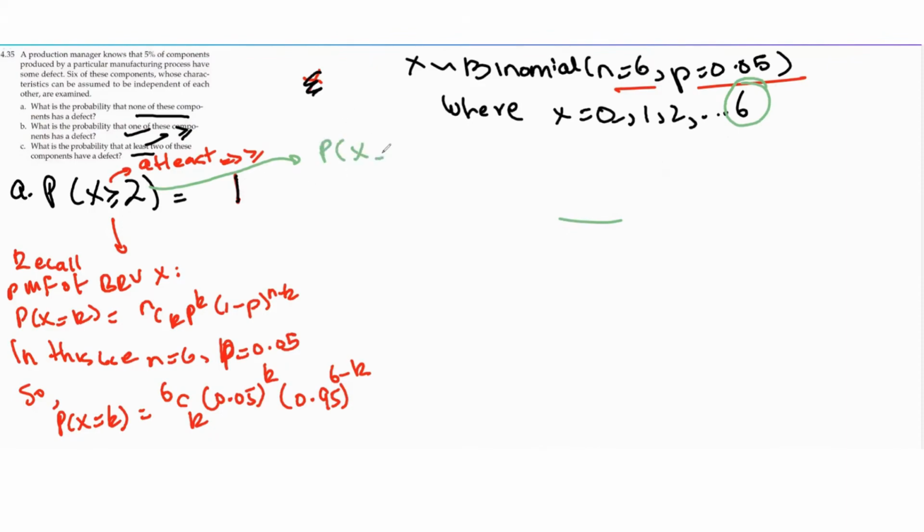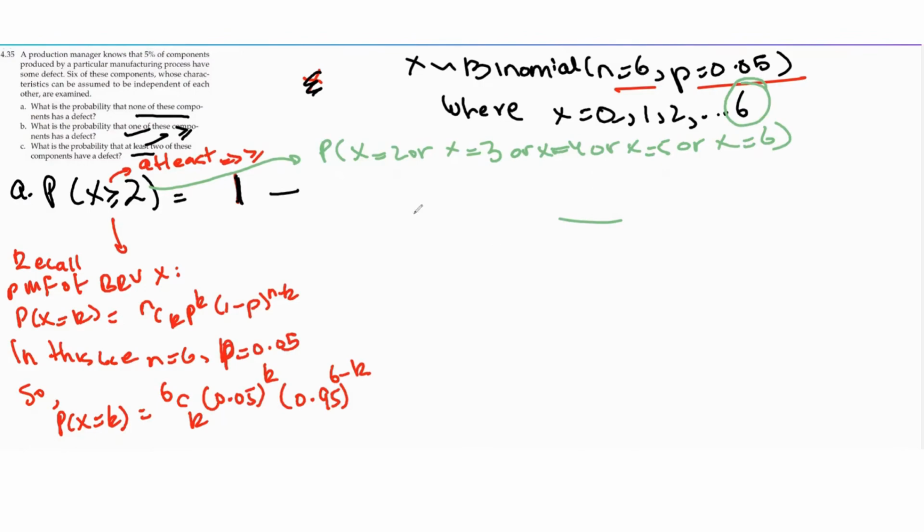Probability X is at least 2 means probability X is 2 or X is 3, or X is 4 or X is 5 or X is 6. This is one way we could have done it, but it is a relatively longer approach. It's a lot better to use the complement rule, and we'll see in a bit why.